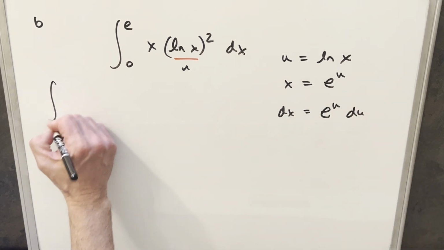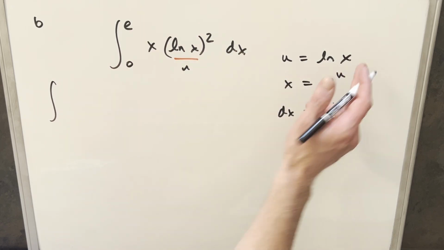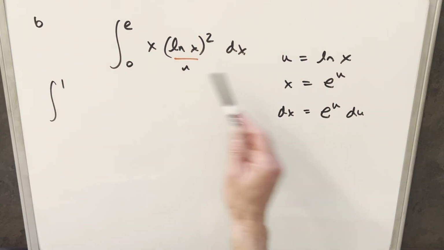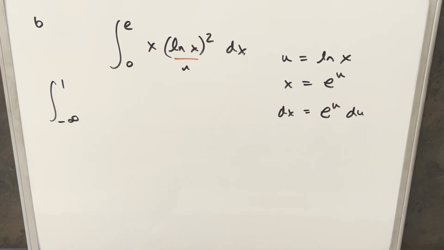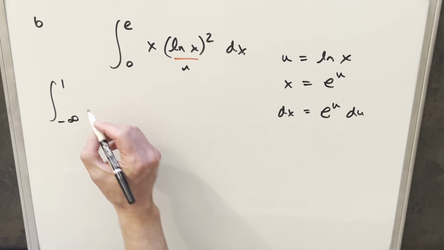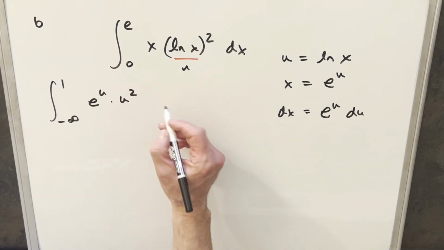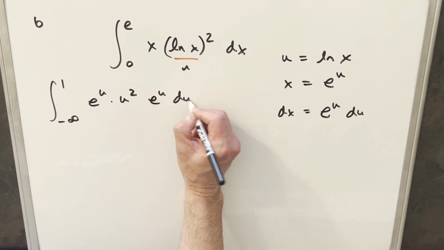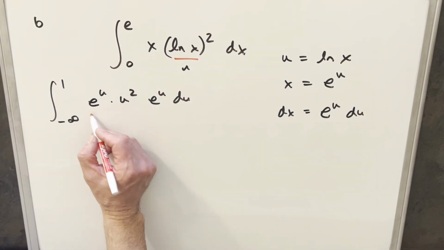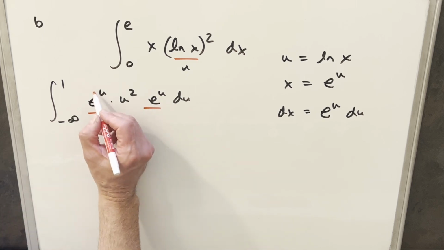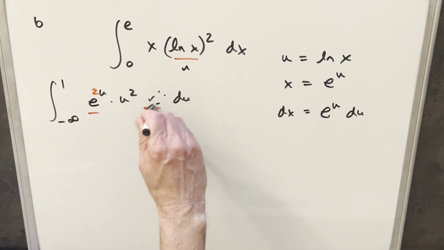Now from here, let's plug this all in and update the bounds. When I plug in ln of e, that's just 1. Then plugging in 0, ln of 0 is going to minus infinity for our lower bound. For x, we have e to the u, and the ln x squared is going to become just u squared. dx is going to be e^u du. But notice we get the same base, e^u times e^u. We multiply these together and combine them into e^(2u), and then we can get rid of the other one.